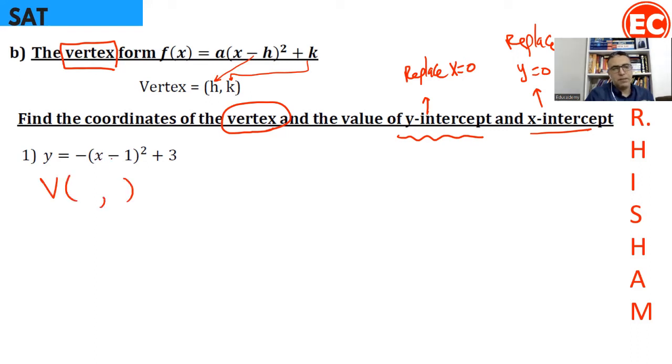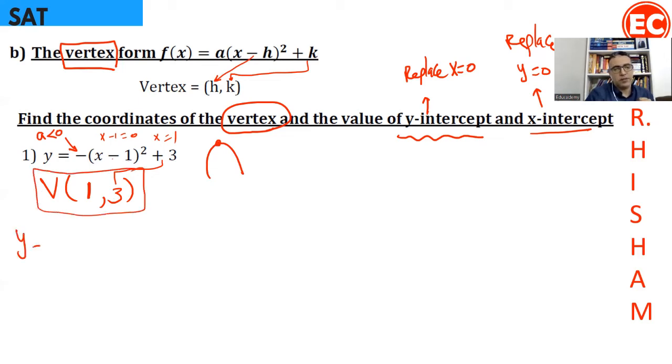Take (x - 1): if I make x - 1 equal to 0, then x is equal to 1. So h is 1. And I put down the positive 2. In this function, the coefficient is negative. So a is negative, so it opens downward and it has a maximum value. So I figured out the vertex, but I need to find the y-intercept.